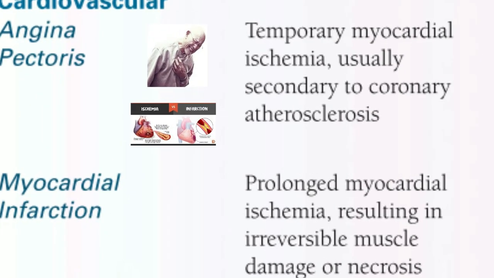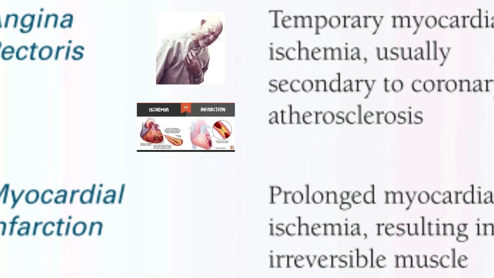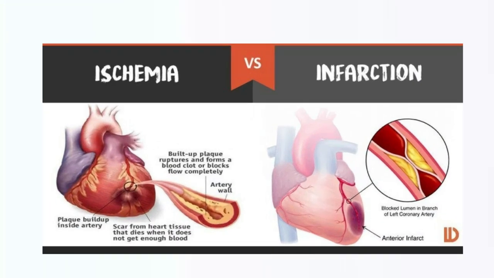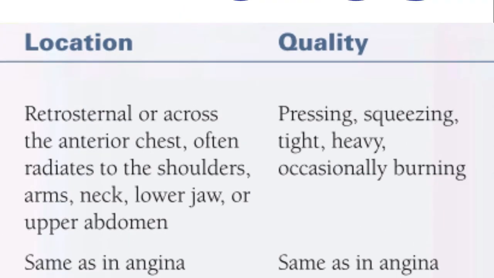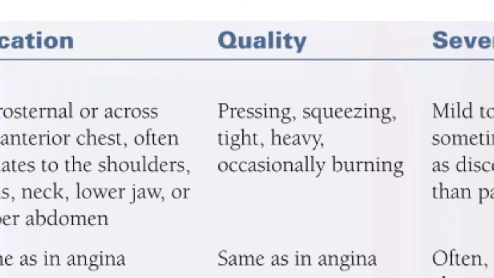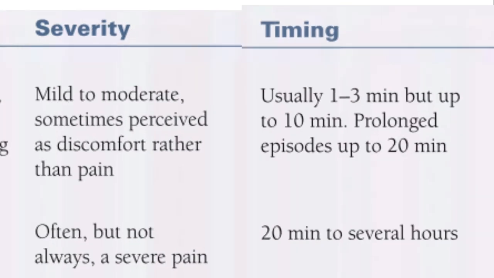Okay, so angina pectoris is due to ischemia, with just a build-up of cholesterol in the blood vessel. In comparison, in a patient with myocardial infarction, you can see a totally occluded coronary artery, or sudden occlusion because of thrombus formation. Okay, same quality, same location, but the difference is the severity and the timing.